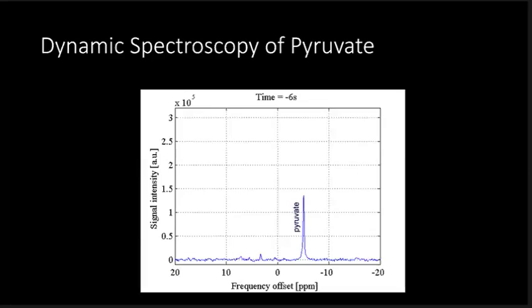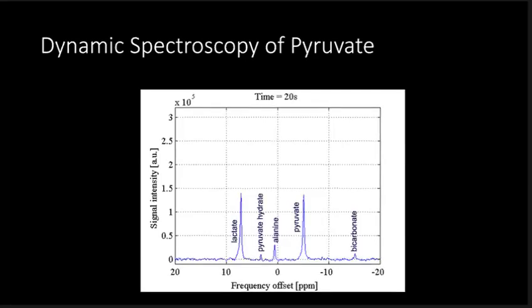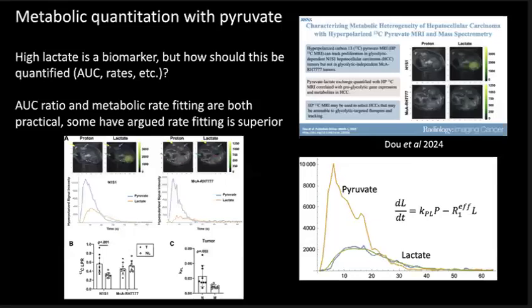And so you inject the stuff, and here is a series of spectra acquired with this tracer. Initially, you see just the pyruvate. Sometime later, you pick up all the downstream metabolites. This is about 20-25 seconds later, and you see the lactate, pyruvate hydrate, alanine, bicarbonate, and so forth. So you can pick all of these up and monitor them more or less in real time. Pretty easy to do. Now, what about quantitation?